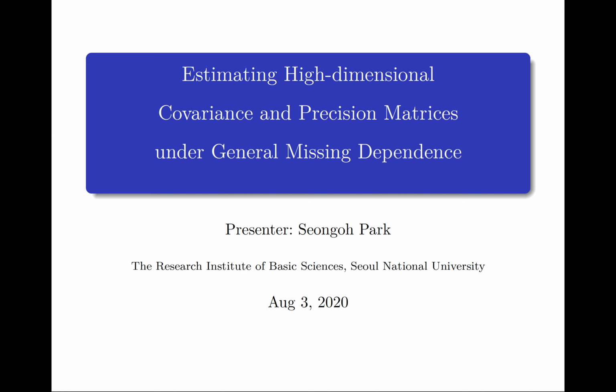Today I'm going to talk about the estimation of covariance matrix and its convergence rate, especially when there is missing data.